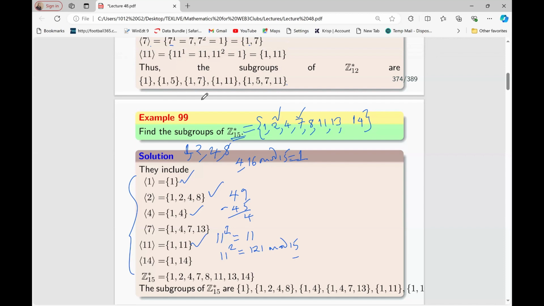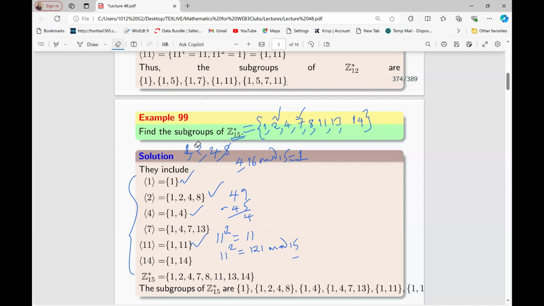Now 13 I've not included. Let's see. My reason will have been because it was generating a subgroup we already have. If it's generating a subgroup we already have, we don't need to have the same subgroup twice. Let's see which subgroup it was generating. 13 once is 13. 13 twice is 169. We are doing this mod 15. What's the remainder?